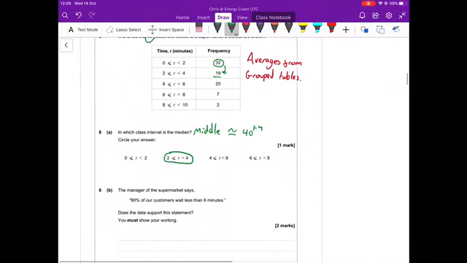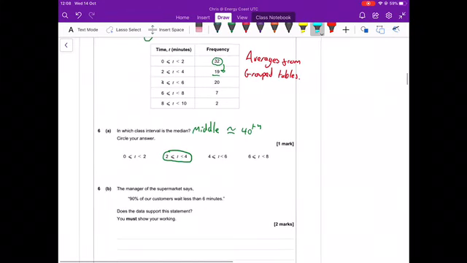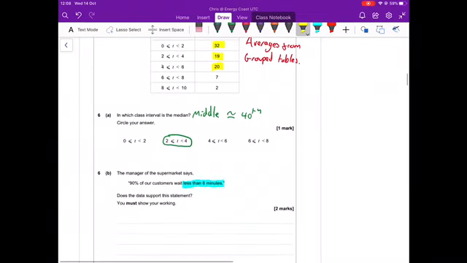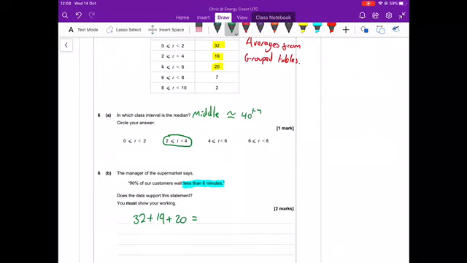The manager of the supermarket says 90% of the customers wait less than 6 minutes. Okay, I'm just going to rub out what I've got in this table. Less than 6 minutes, so these ones here are between 6 and 8, so it's not them, it's everybody else. Okay, so these people were between 4 and 6, so they were all less than 6. These were definitely less than 6, and these were definitely less than 6. Okay, so how many people had to wait less than 6 minutes? I've got 32, add 19, add 20. Okay, calculate time. That gives you 71 people.